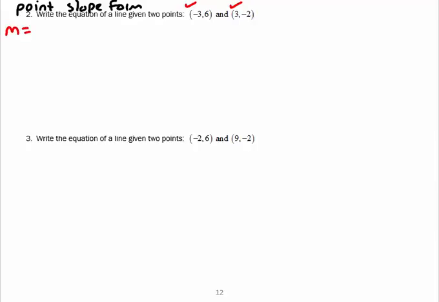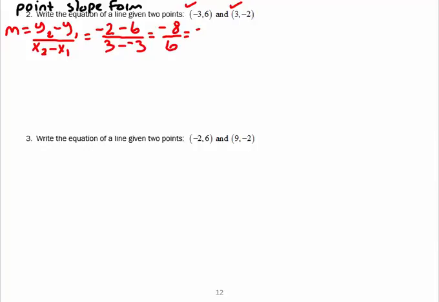But we know how to find slope given 2 points. y2 minus y1 over x2 minus x1. So we'll have to do a little bit of work before we can start writing the equation of a line. y2 is -2 minus 6. x2 is 3 minus a -3. So we end up on top with a -8 and on bottom a positive 6. So yes, we might have some fractional slopes that we're going to have to work with. This does reduce, and this reduces to -4/3.